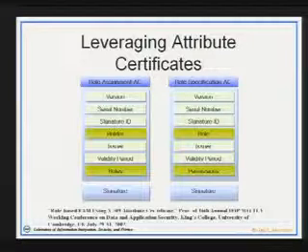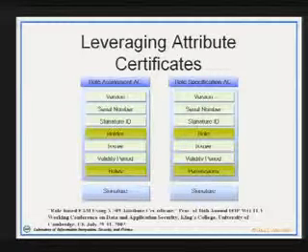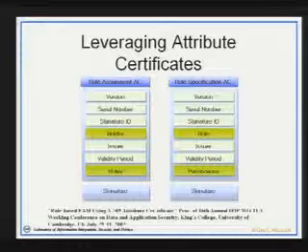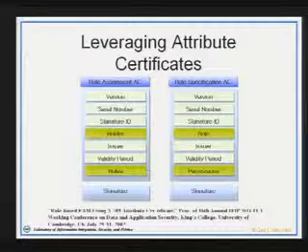PKI just issues the certificate with the subject information and the subject's public key, right? But the attribute certificate is different. In an attribute certificate, you don't have the public key. You have just user information, and then you can put the user's attributes, the user's privilege information here. Okay? In this case, role. And then you can sign that certificate, and you can issue it. So this certificate will go to the user.